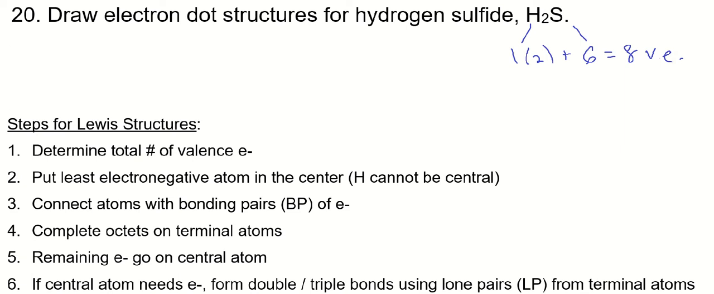Hydrogen is never in the center, so we'll put sulfur in the center, surrounded by the 2 hydrogens. We need a bonding pair to connect the atoms in the molecule. Each bonding pair represents 2 shared electrons. So we're down from 8 to 4 valence electrons. Hydrogen can't get any more, so we'll put the remaining 4 on the central sulfur.